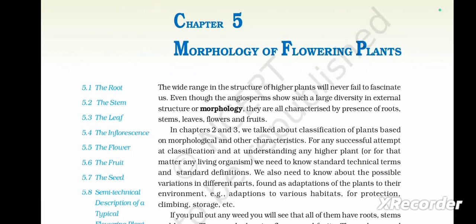In chapters 2 and 3, we talked about classification of plants based on morphological and other characteristics. For any successful attempt at classification and at understanding any higher plant, we need to know standard technical terms and standard definitions. We also need to know about the possible variations in different parts found as adaptations of the plants to their environment. Example, adaptations to various habitats for protection, climbing, storage, etc.